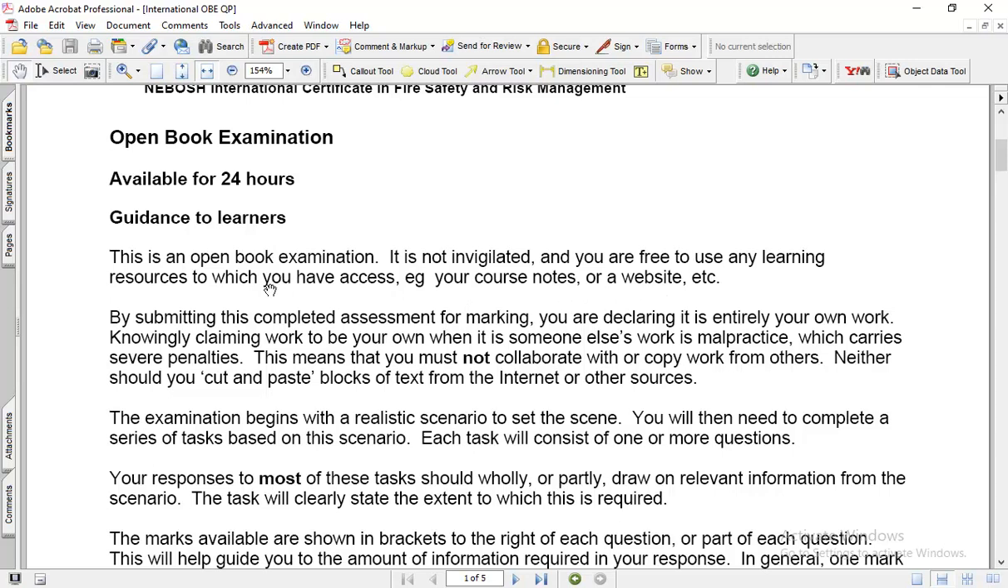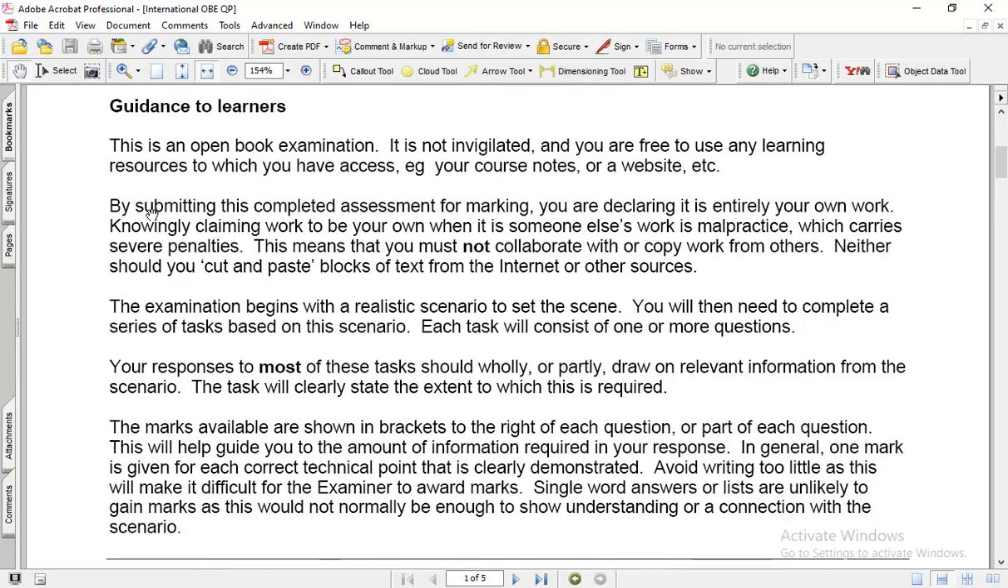So it is an open book examination, and learners are allowed to use any sort of source of information. They can use their course notes or any websites. By submitting this completed assessment for marking, you are declaring it is entirely your own work. Knowingly claiming work to be your own when it is someone else's is malpractice, which carries severe penalties. This means that you must not collaborate with or copy work from others. Neither should you cut and paste blocks of text from the internet or other sources.